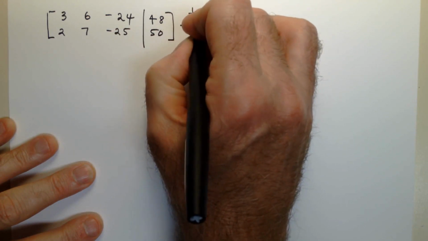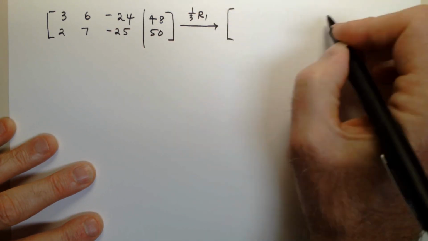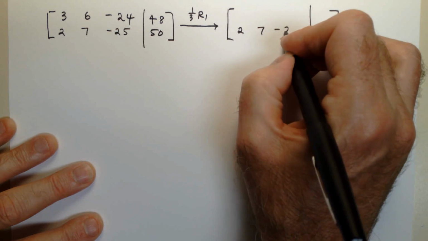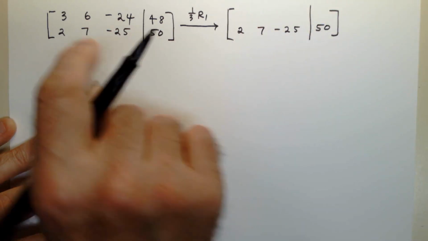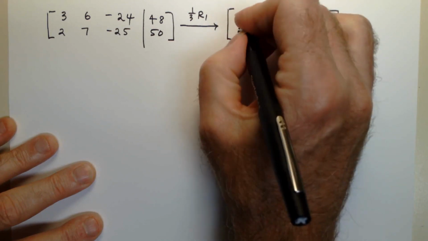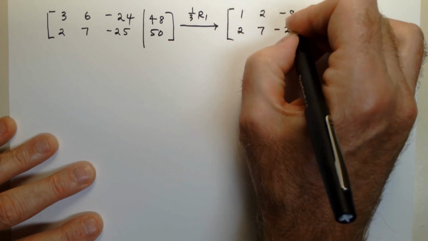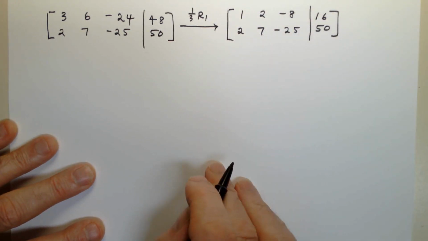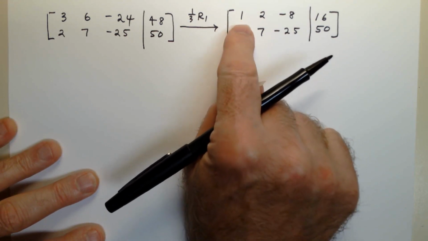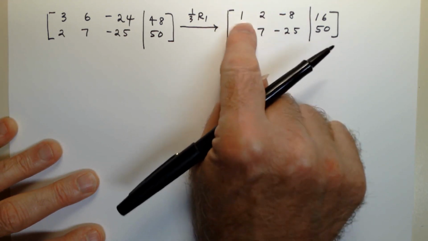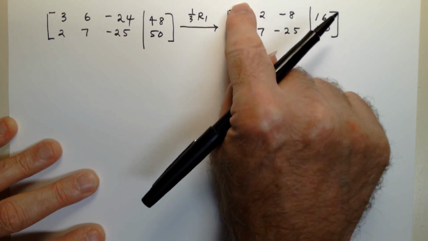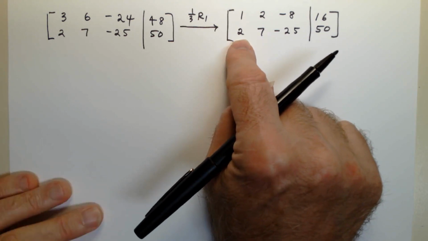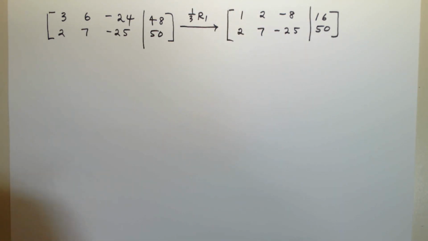So I'm going to do 1/3 of row 1. Now row 2 is not changing, so let me just write that one in. Row 1 is being changed by scaling by a factor of 1/3, so that'll become a 1, a 2, a -8, and a 16. All right, good. So I've got my leading 1. My next move is going to use this newly minted leading 1 and eliminate anything in its column. Remember, that's one of the requirements of reduced row echelon form, that a leading 1 has to be the only non-zero thing in its column.